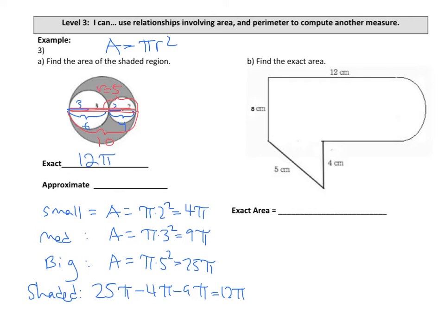To find a decimal approximation, we're going to plug 12 pi into our calculator and get a decimal. That comes out to about 37.7 square units.